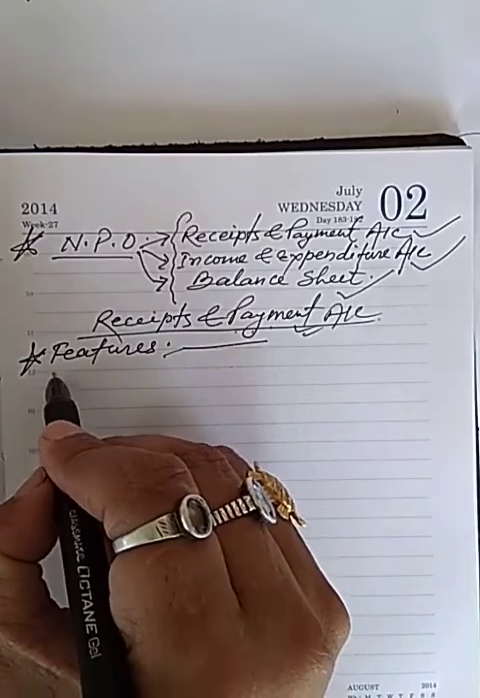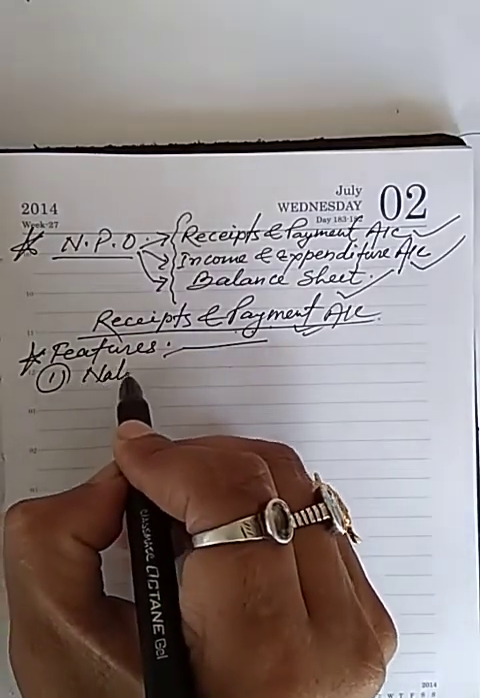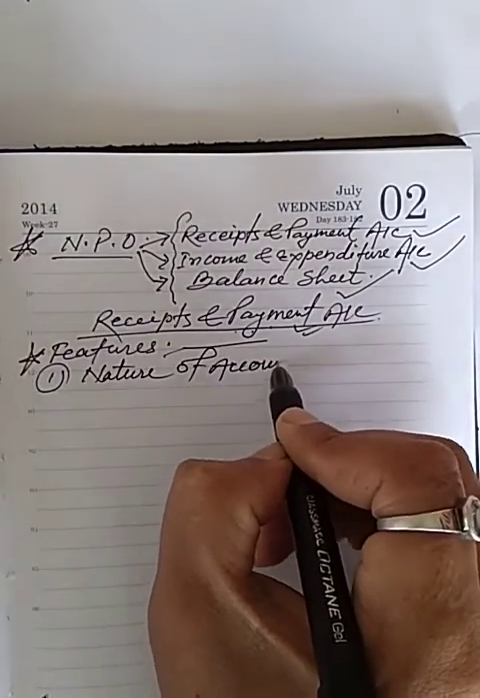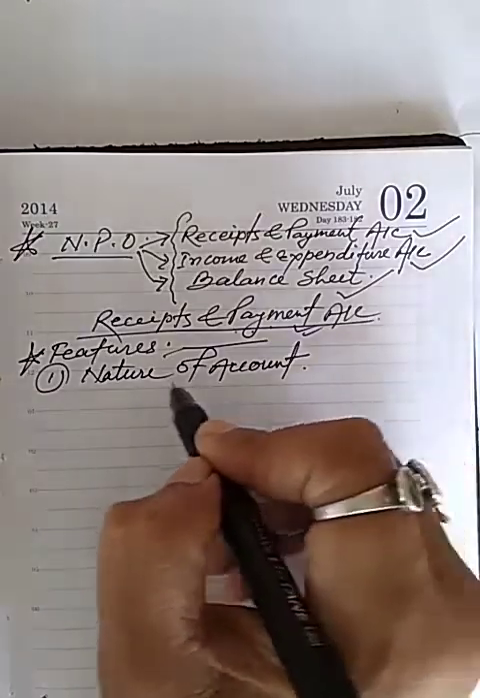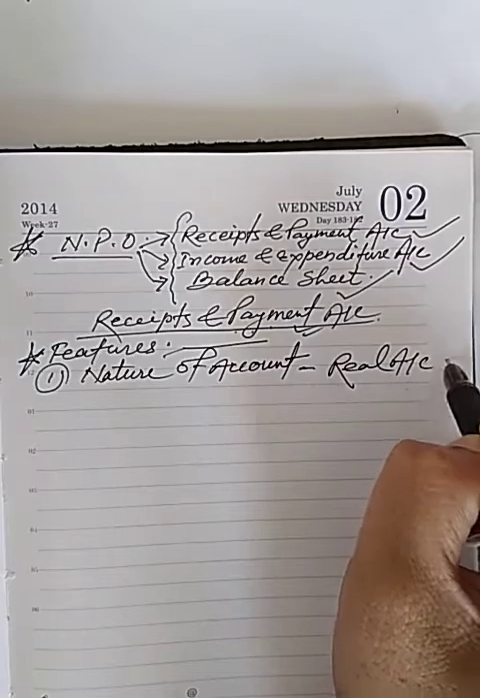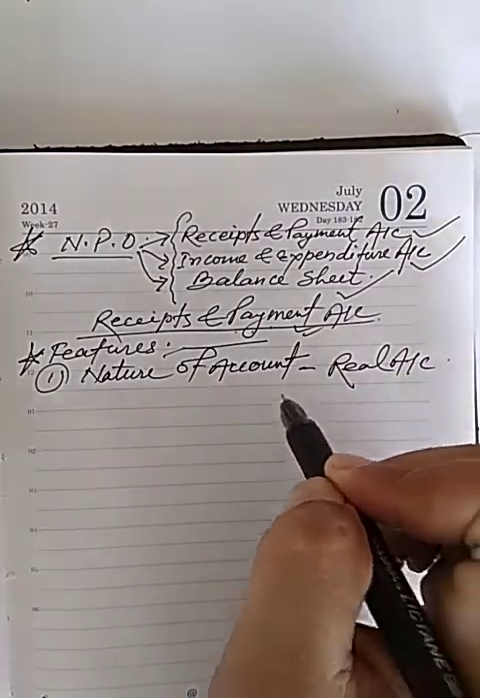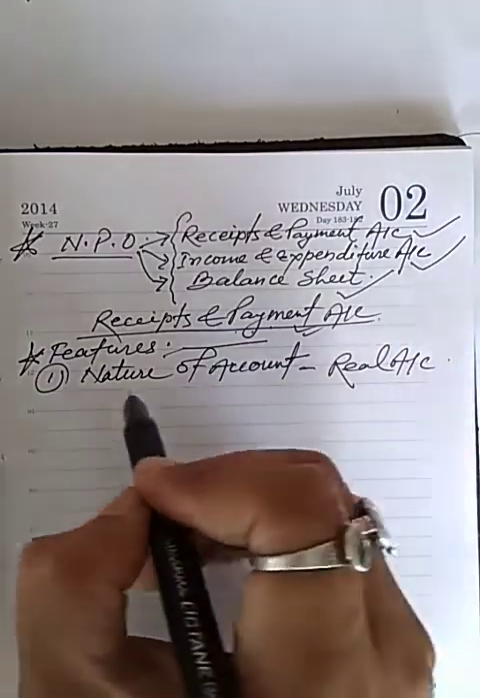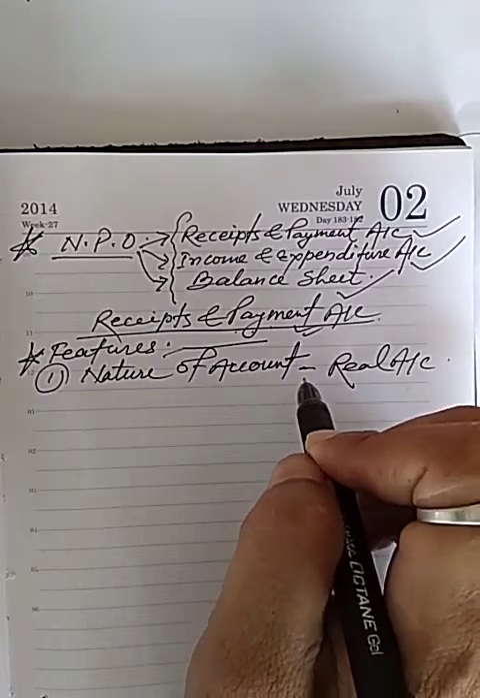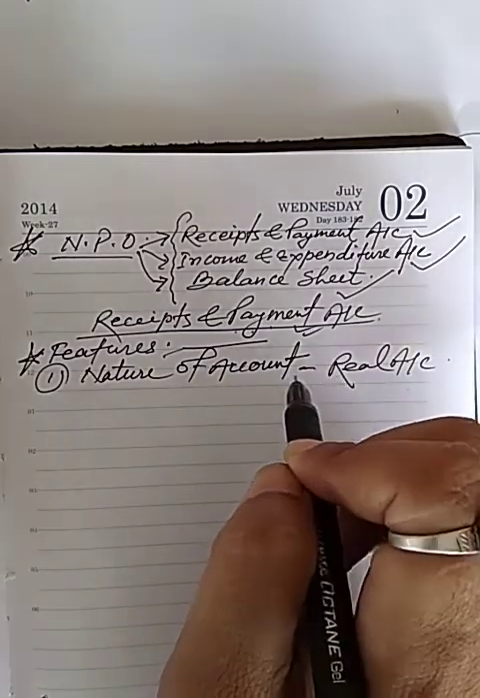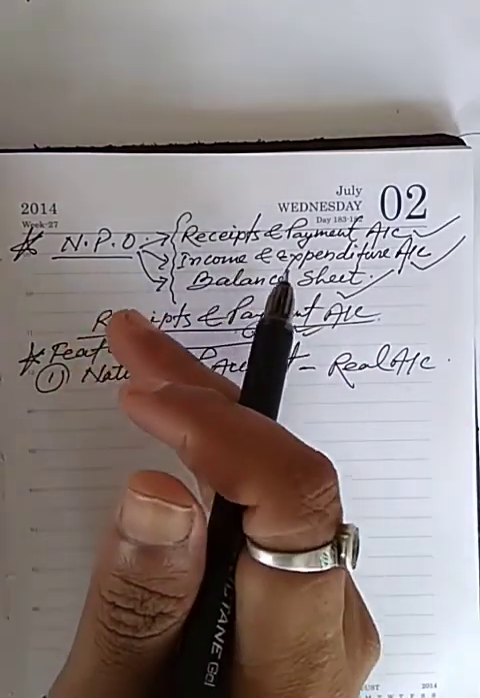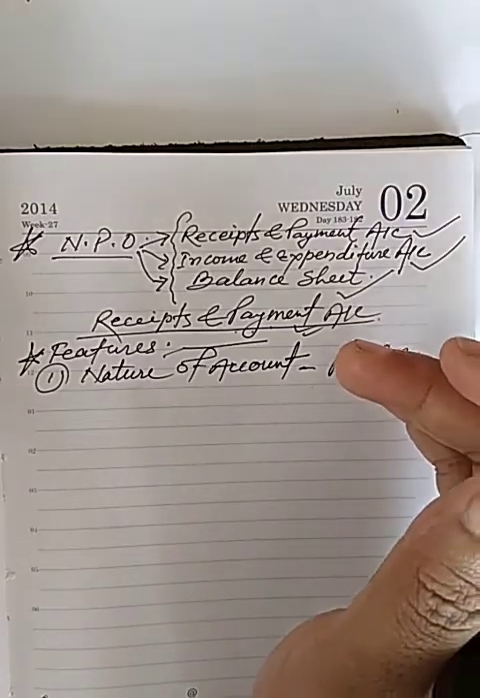First, nature of account. It is a real account. Hence, the rule of real account, that is, debit what comes in and credit what goes out, is followed while preparing it. Thus, receipts are recorded on the debit side and payments are recorded on the credit side.